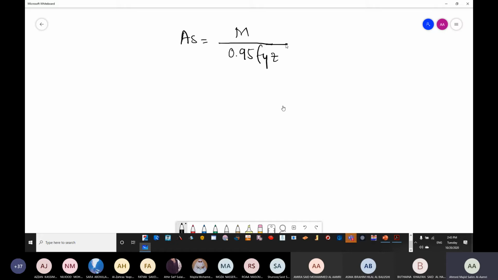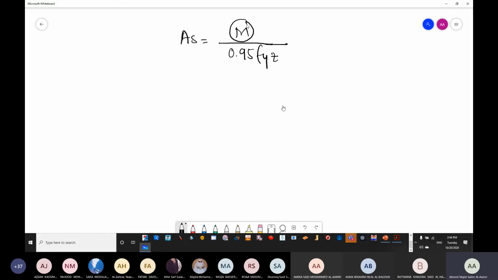By the way, since there are no cameras, you can use the code. I have already uploaded it for you in the Teams. You can use it as a reference, although all the questions in your exams are going to have the tables that you require. That's for the equation if you want to use the equations. Anyhow, AS is equal to M divided by 0.95 FY multiplied by Z.